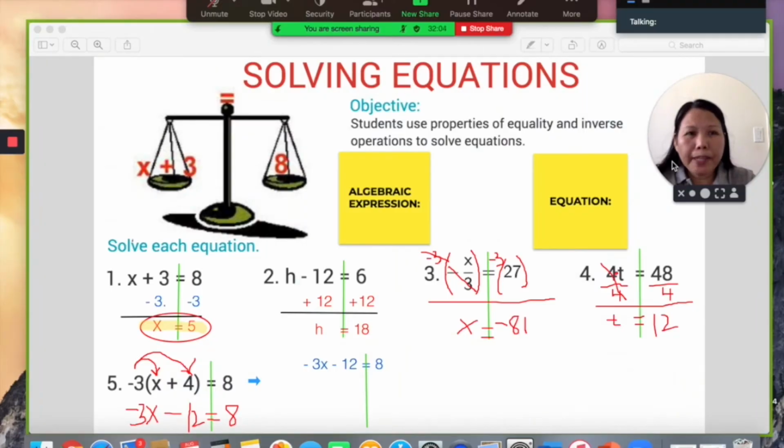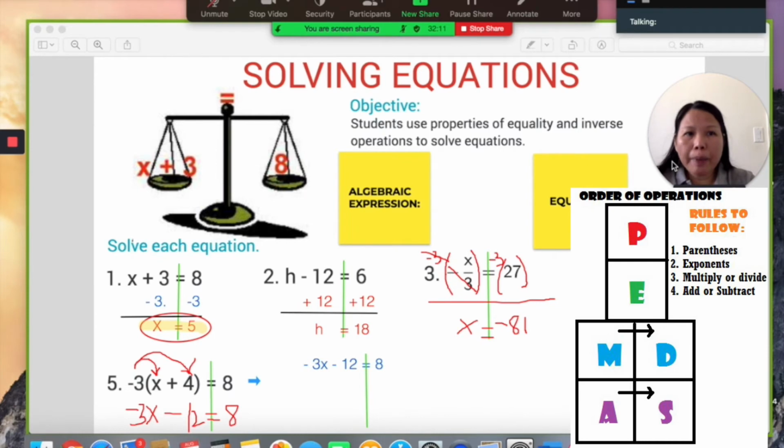Problem number 5, you will see that we have a parenthesis to eliminate first. Anytime you're looking at a problem and we have the order of operations to simplify, like P for parenthesis, we see it in there, we want to eliminate it or get rid of it first by distributing, or multiplying the negative 3 in. So when I multiply the negative 3, I end up with negative 3 times x, which is negative 3x. Negative 3 times positive 4 makes negative 12.